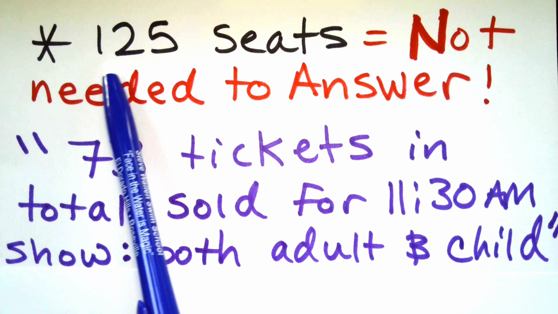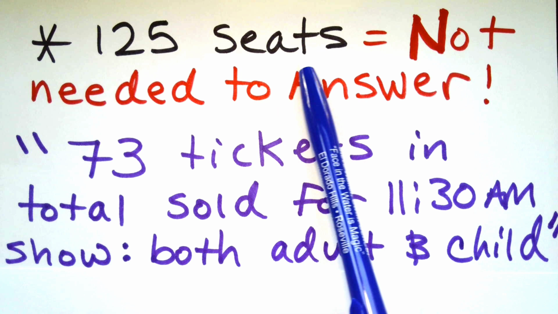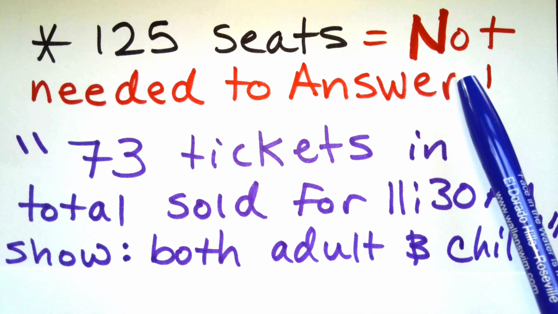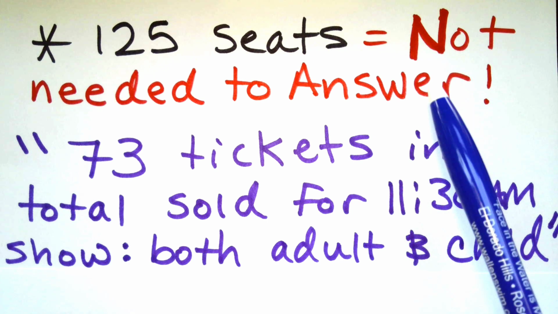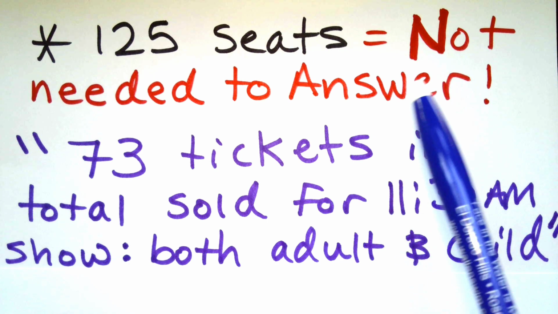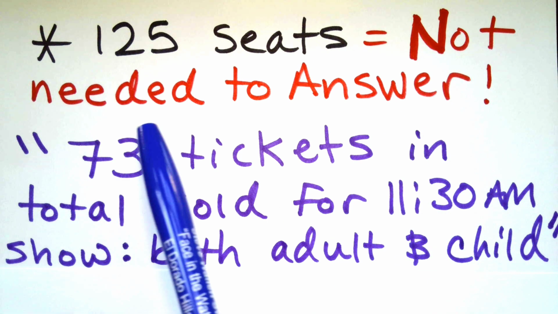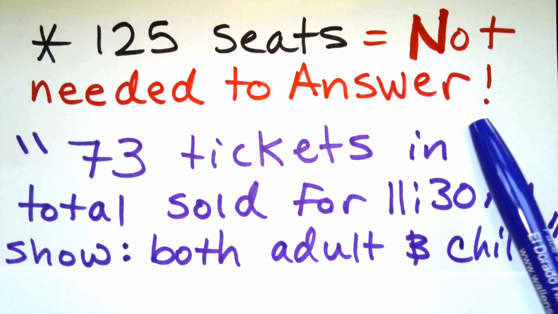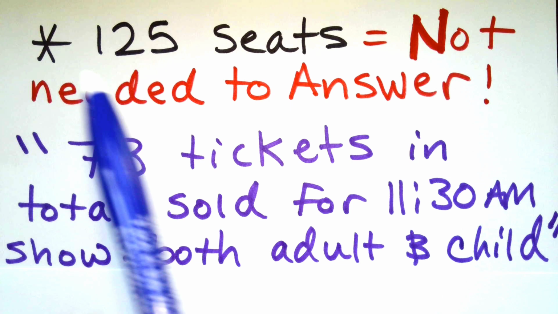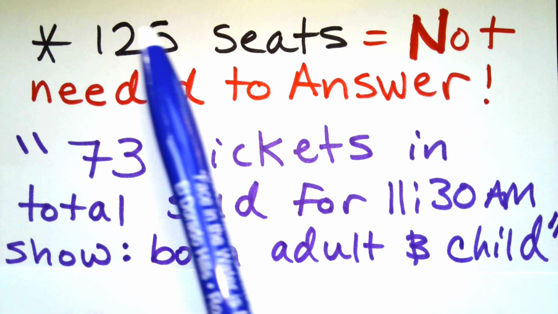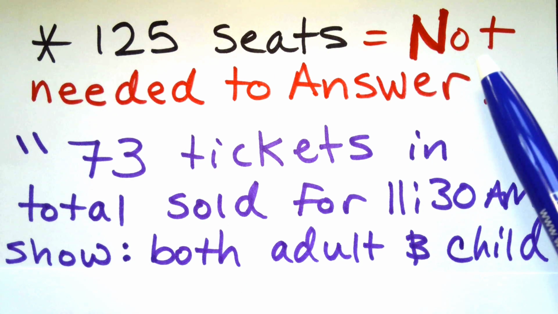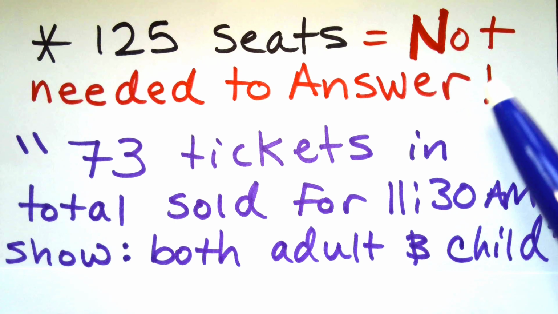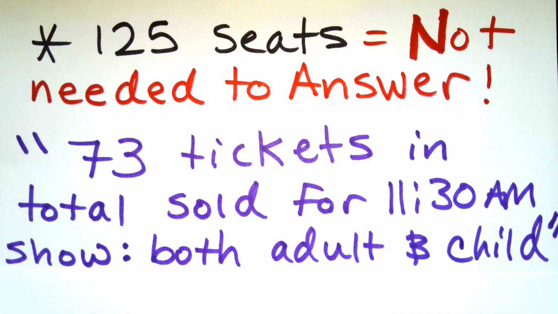Listen, at the very beginning of that problem, it tells you there's 125 seats in that movie theater. Is that important? Do you need to know how many seats are in the movie theater? No. It's not needed in order to answer the question, right? It's what's called a distractor. They're going to distract you by throwing in a number. And if you don't know that number is not important, then it could make things kind of confusing, right?